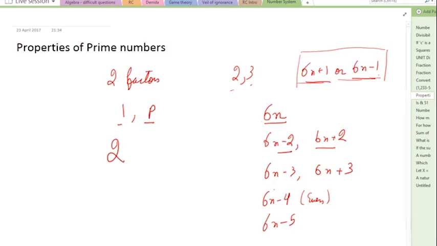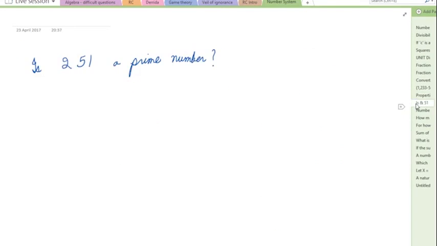The other thing which I wanted to cover regarding prime numbers is how to check. I think I have a question here on that. So we wanted to check if 251 is a prime number, and the way to check is this way. You take the square root of 251. 251 will have a fractional square root. So you take the square root of the number which is closest to 251, and what will that be here? It will be 15 in this case.